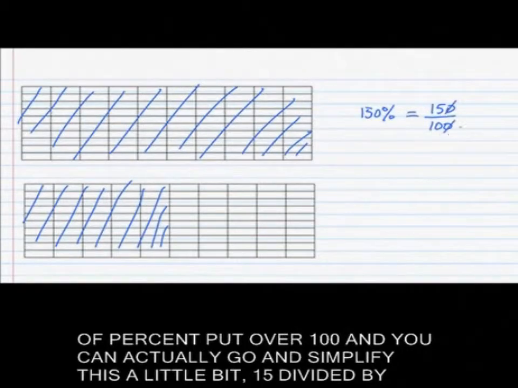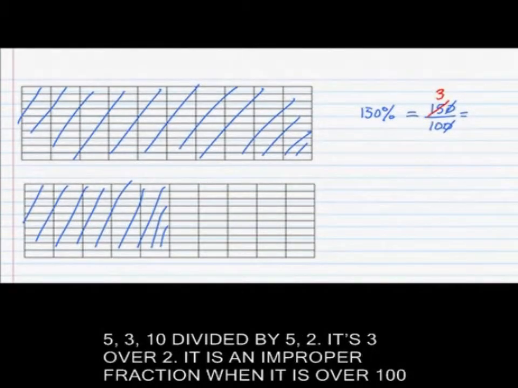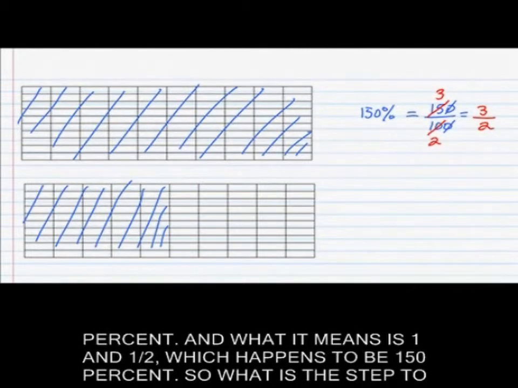And you can actually go and simplify this a little bit. 15 divided by 5, 3. 10 divided by 5, 2. It's 3 over 2. It is an improper fraction when it is over 100%. And what it means is 1 1/2, which happens to be 150%.